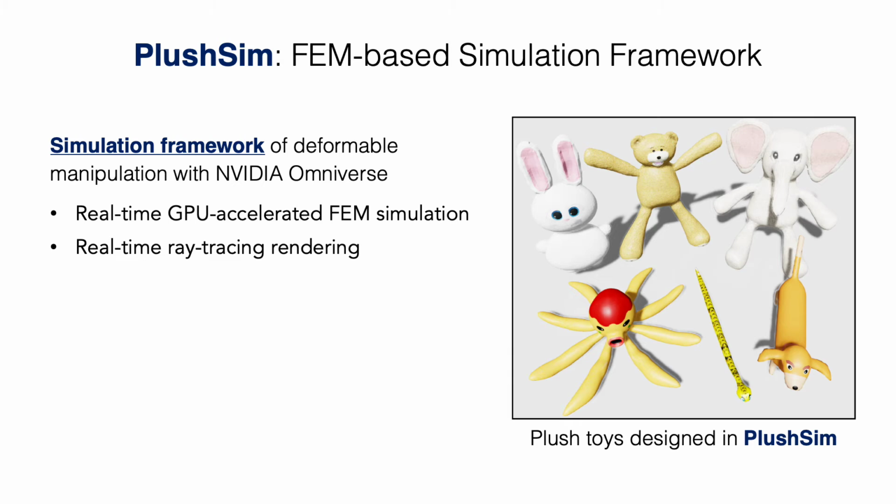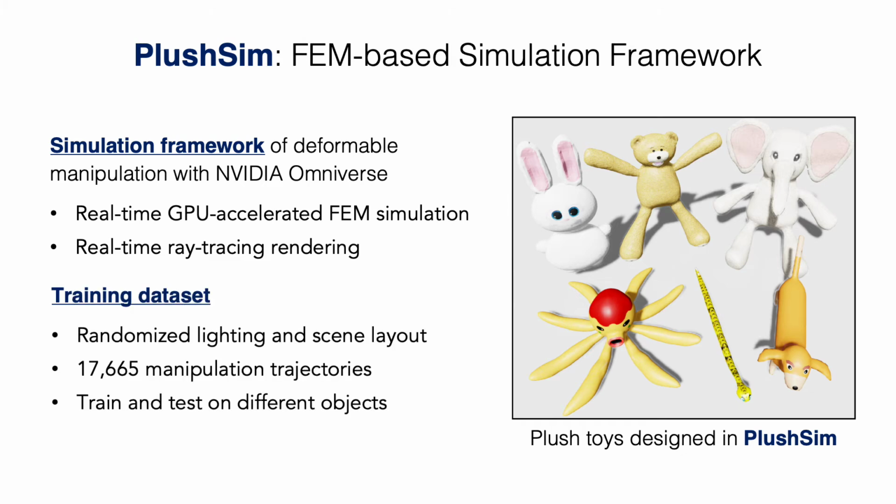To generate training data and evaluate our method, we develop a framework, PlushSim, for volumetric deformable manipulation. PlushSim is a simulation framework with GPU-accelerated FEM simulation and real-time ray tracing rendering. It provides realistic dynamics modeling and observations. We generate our data with PlushSim. We randomize lighting and scene layout and manipulation actions. Altogether, we get over 17K manipulation trajectories. We split the trajectories into train and test set by objects, so we train and test ACID on different objects.